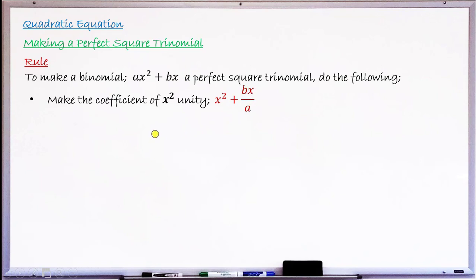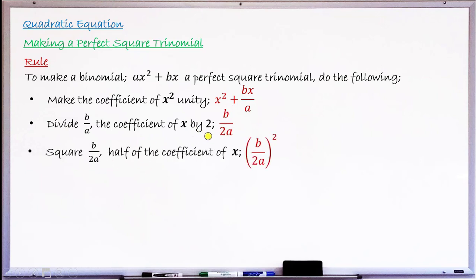So next step, it says now divide the coefficient of the lettered term, that is your coefficient of x, which is b over a, by 2. So you divide b over a by 2. After division by 2, you now have b over 2a. Step number 3 says you now find the square of this b over 2a. Then the last step says this b over 2a squared, you now add it to this expression, x squared plus bx all over a.